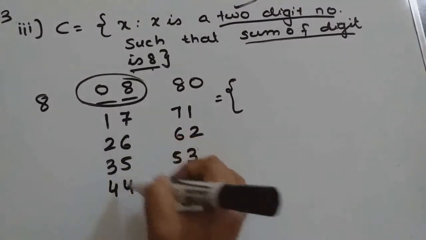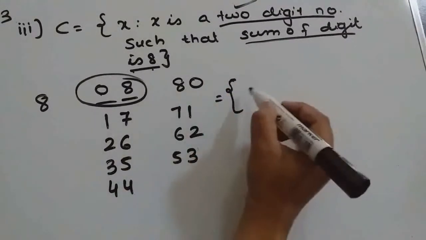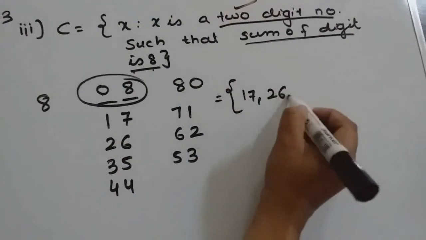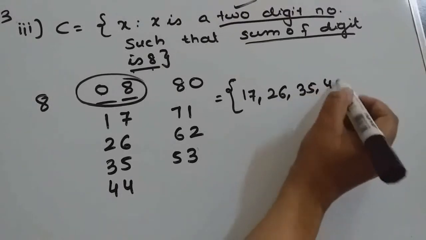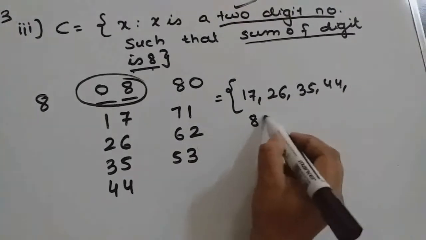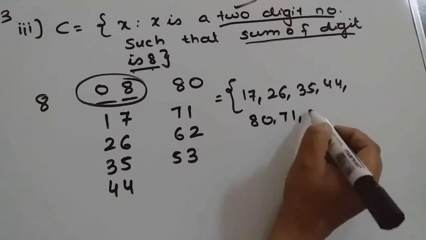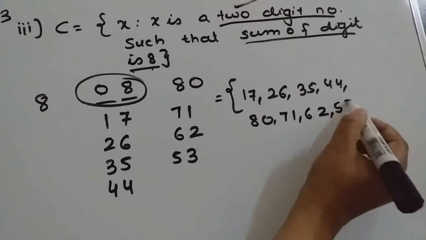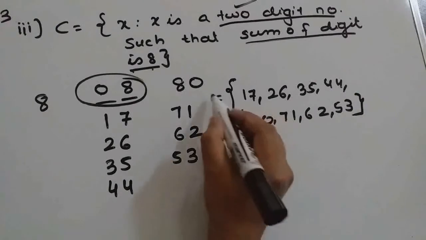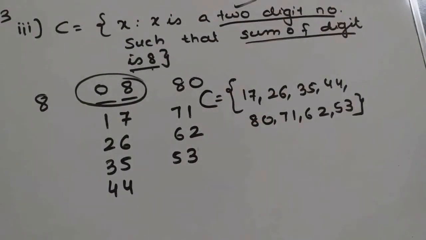So how will we write this set? C, with all the elements separated by commas. Now here order is not important. In any order you can write, no problem. But the thing is all elements should come. So this is your set C in roster form.